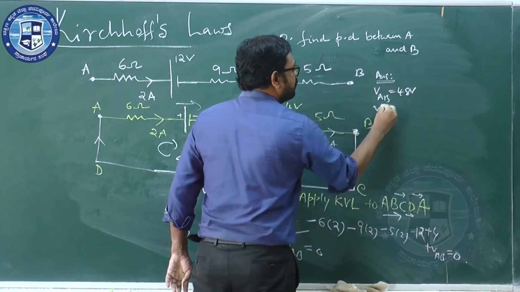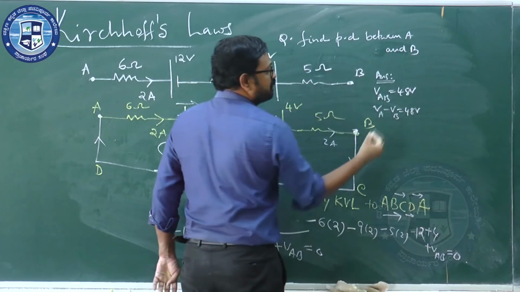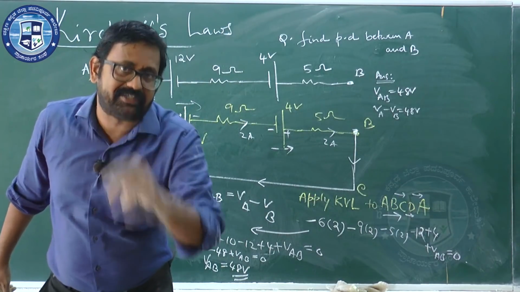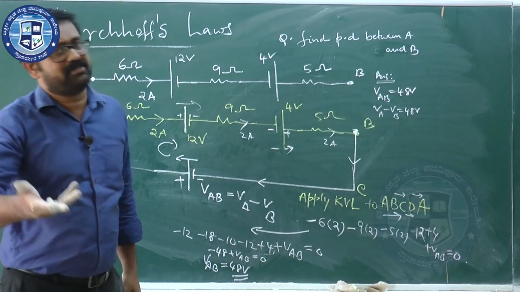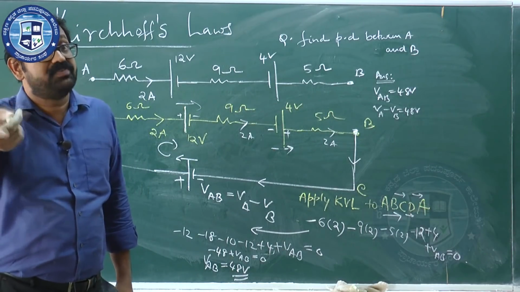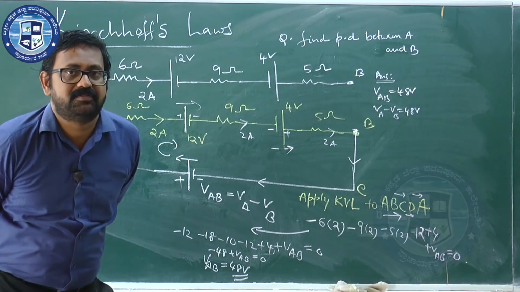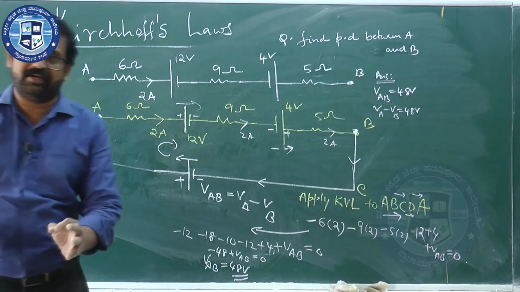When I say V suffix AB, you should understand VA minus VB is 48. If VA minus VB is 48, and they ask you a question, what is VB minus VA? Minus 48. VA minus VB is 48 means VB minus VA should be minus 48. If they ask what is VB minus VA in this problem, it will be minus 48. I think you followed this. So this is one problem where you find application of KVL. I hope you followed this.